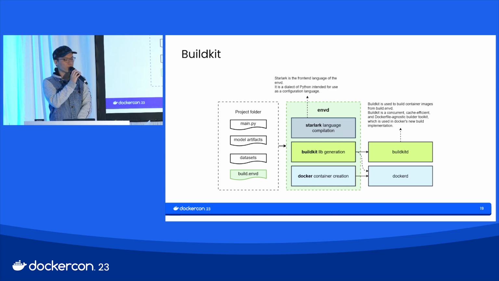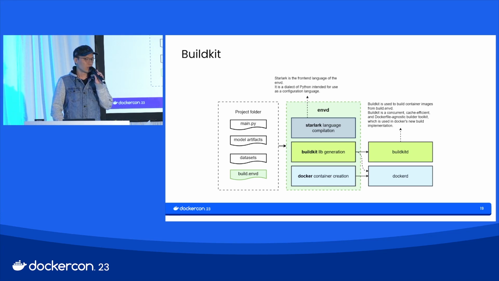LLB stands for low-level build. It's a representation inside Buildkit to construct the image. When we finish the LLB construction, we send it to the Buildkit daemon. The daemon will handle everything about the build and produce an image. And finally, it will send the image to the Docker daemon, so the user can see the image inside docker ps, like any other image.